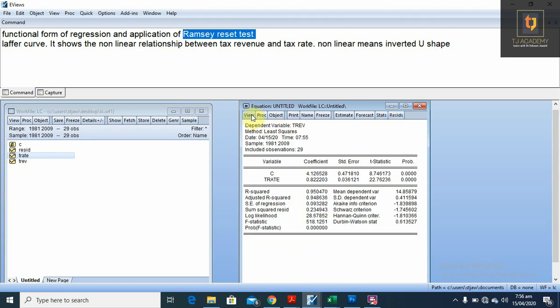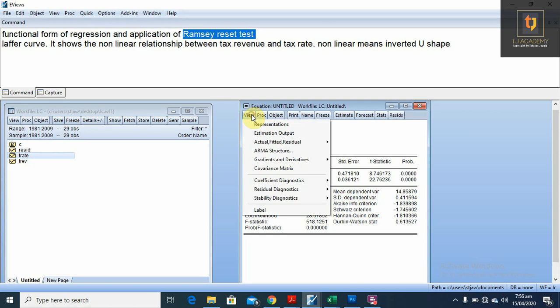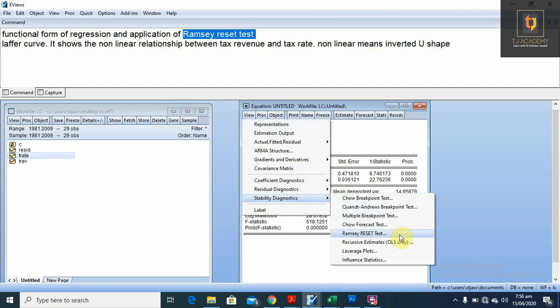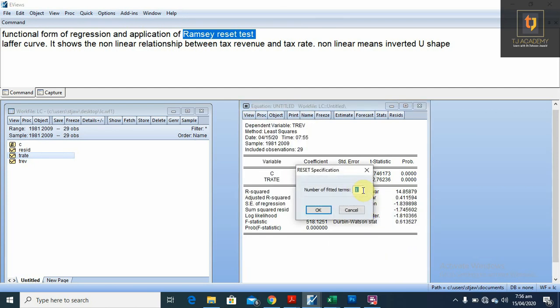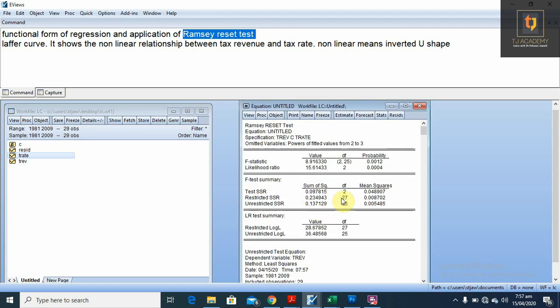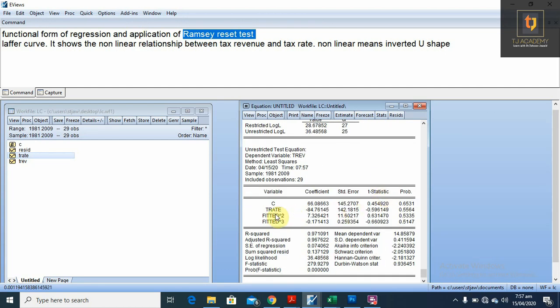Before running the equation of power 2, we will check whether the relationship is cubic or square only. So the number of fitted terms is 2. It means we are going to check the fitted terms with power 2 and power 3, meaning square and cube. Then OK. So the F test is significant, but the t-values of both forms, square and cubic, are insignificant.